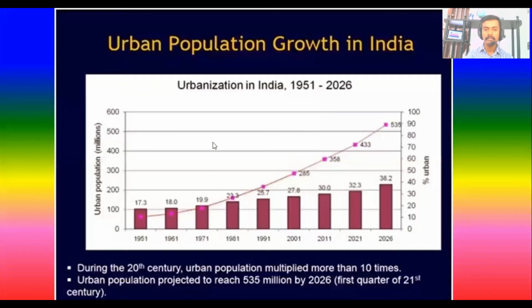Look at this picture, urban population growth in India, gradually increasing. In 2011, 30% was projected here, but 27% only was the actual one. This is a projection of urbanization in India.